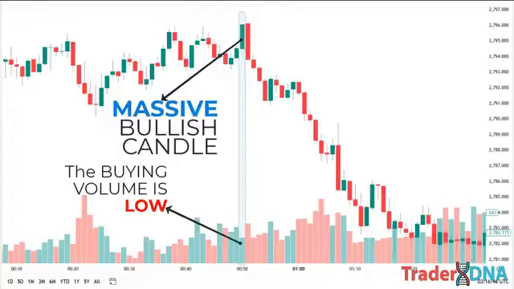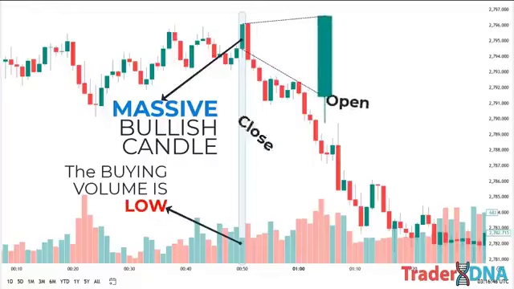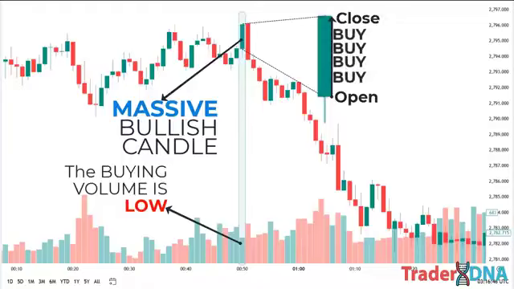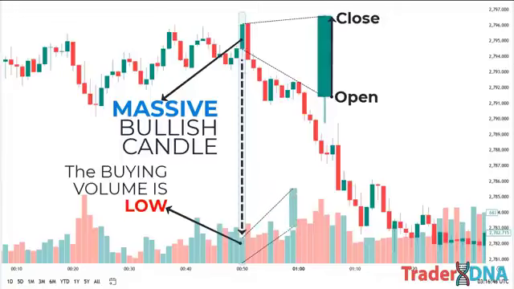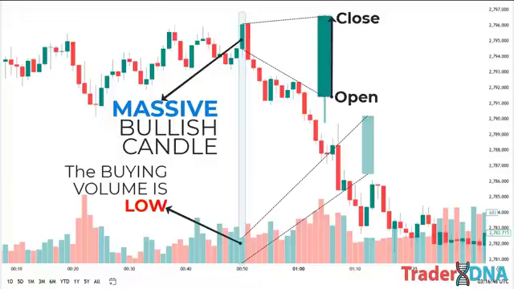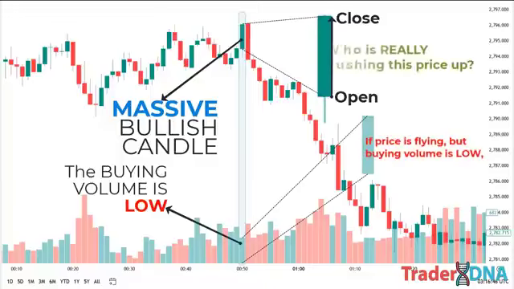Understanding the key elements. 1. The massive bullish candle. What it is: it happens when the closing price is way higher than the opening price. Basically, it means that in that time period, price shot up. What traders think? Normally, traders see this and go buy, buy, buy, because they think buyers are in control. But hold on, we need to check something first. 2. Low buying volume. What it means: volume tells us how many transactions are happening. So if price is flying, but buying volume is low, who is really pushing this price up?